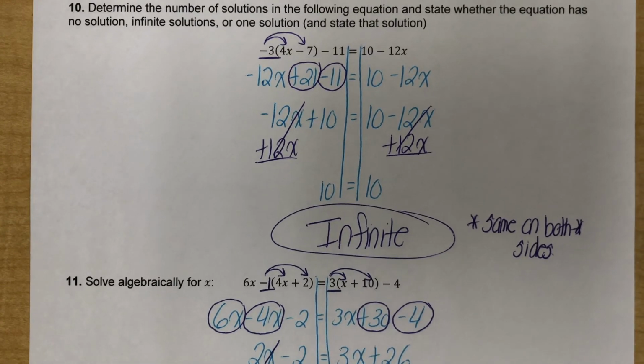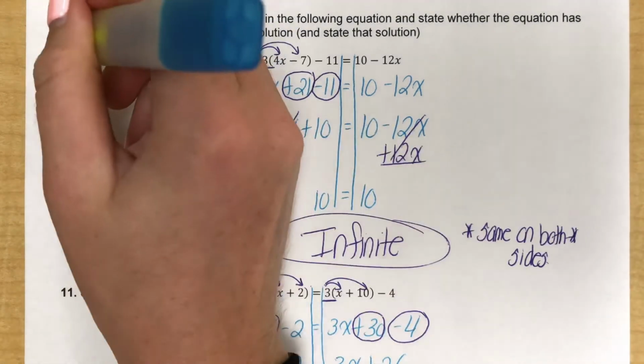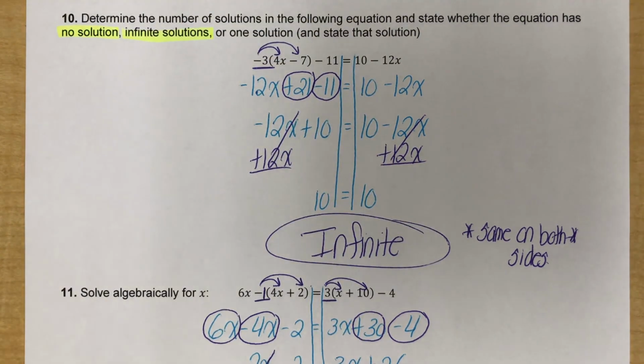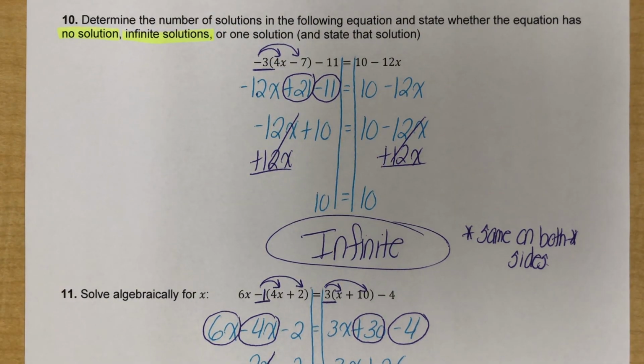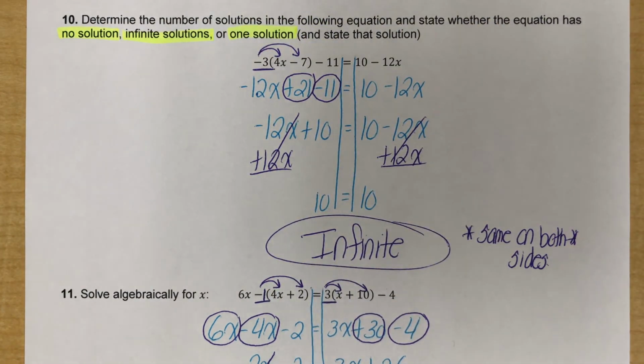So number 10, again, it says determine what the answer is going to be and what type of solution you're gonna have. All right, so if we remember, let me just highlight this quickly. We could have no solution. That means there's no answer at all. Infinite solutions, that means you have the same answer on both sides, or just one solution, like x equals 5, x equals -10. I'm getting an answer choice.